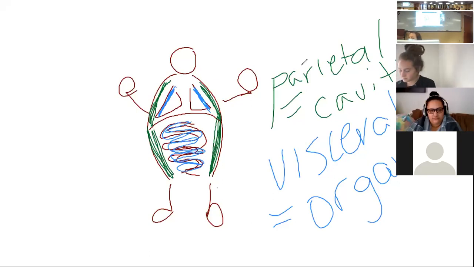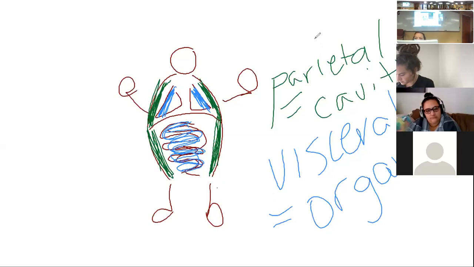So these two words are just locational. If it's green, meaning parietal, it's lining the cavity. And it doesn't matter which cavity, we haven't gotten there yet. All it means is it's on the cavity wall. If it's visceral, the word visceral means on the organ. So we have to use one of these two locational terms.